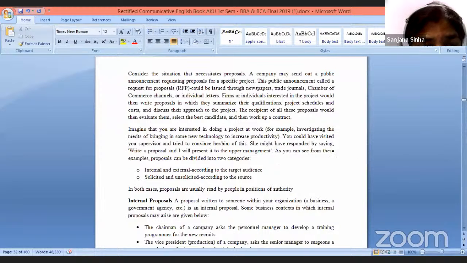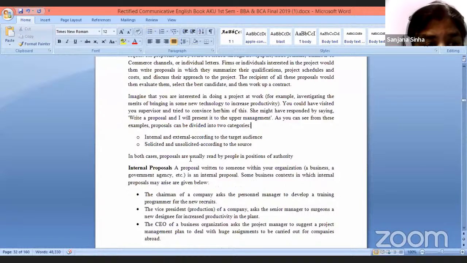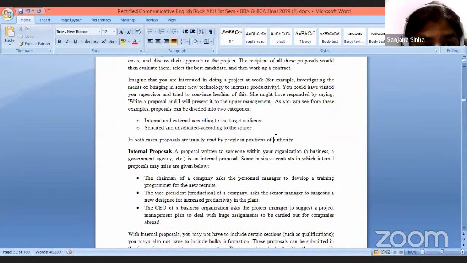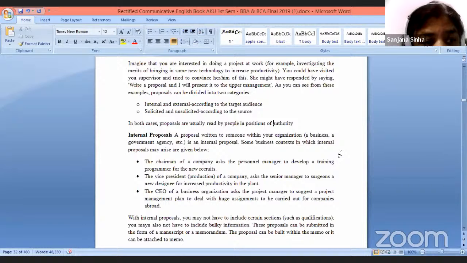As you can see from these examples, proposals can be divided into two categories: internal and external, according to the target audience; solicited and unsolicited, according to the source. In both cases, proposals are usually read by people in positions of authority.